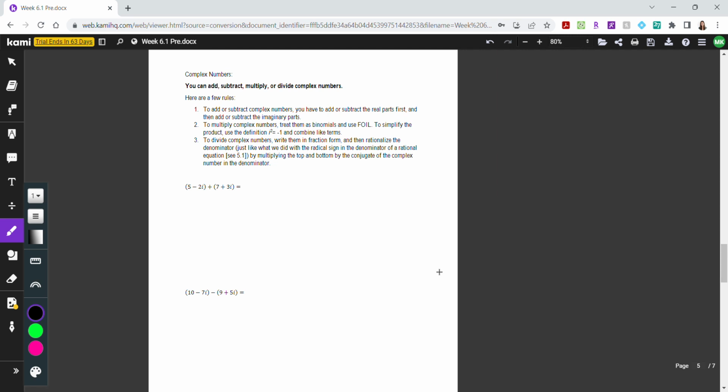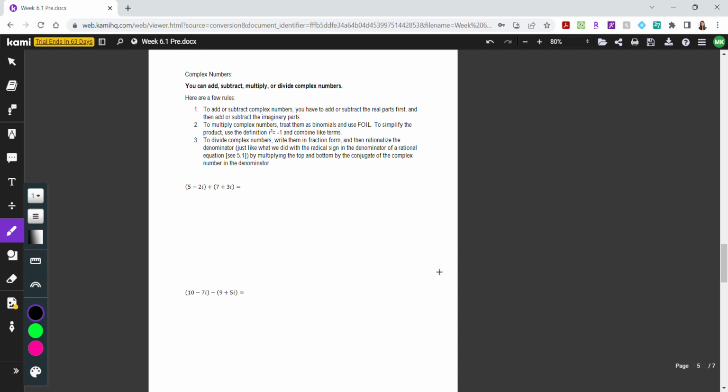Now to divide complex numbers, you would first write them in fraction form and then rationalize the denominator. Remember, just like what we did with the radical sign in the denominator of a rational equation. That was in 5.1, right? And remember, to rationalize the denominator, we're going to multiply the top and the bottom by the conjugate of the complex number in the denominator. So the conjugate essentially would be the opposite sign of the imaginary number.